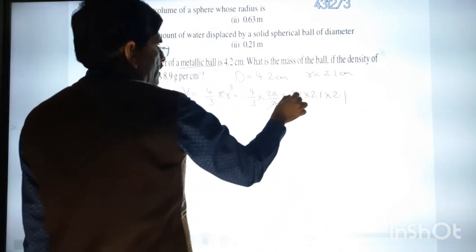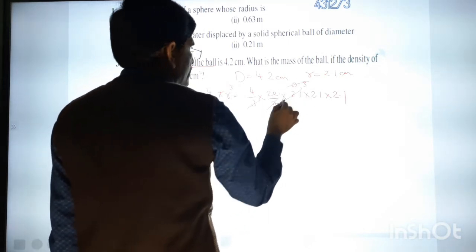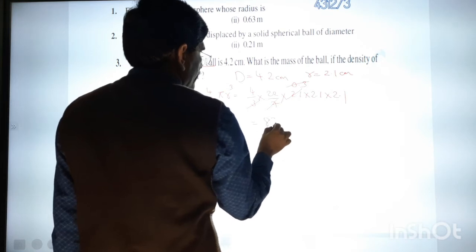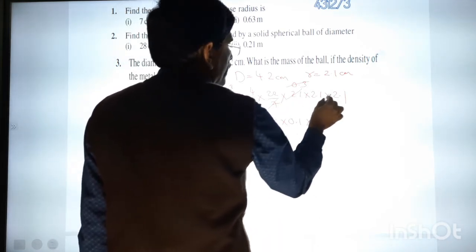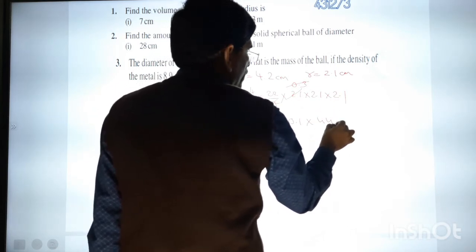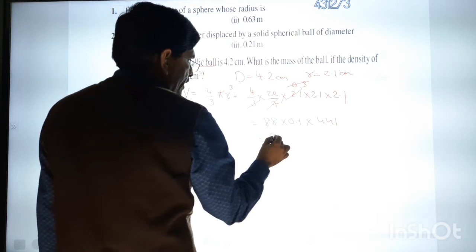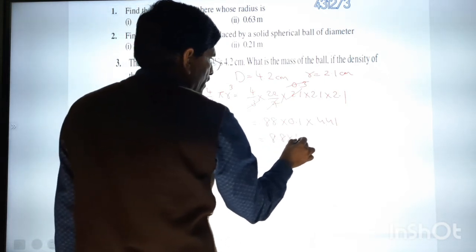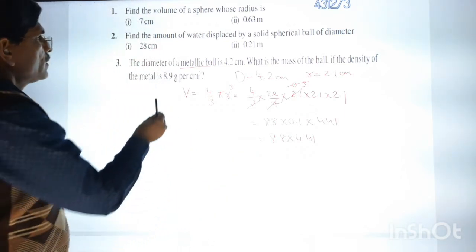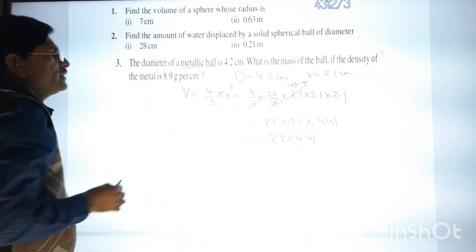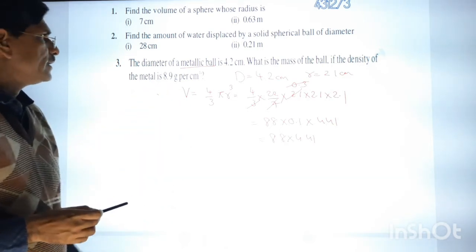Now if I cancel with this, then the answer is 0.3. Again 3 will cancel, then 88 into 0.1 into 21 square, 441, so 4.41. If I multiply, I will get 8.8 multiplied by 4.41. Now I want to convert into 8.9 gram. So again I have to multiply with 8.9 gram.